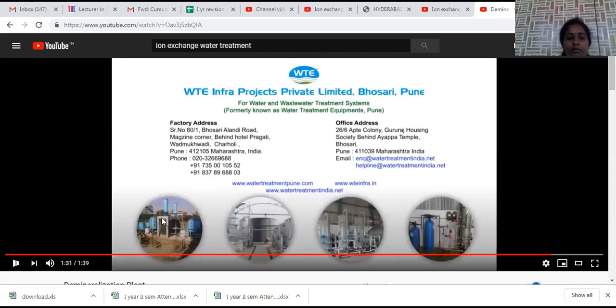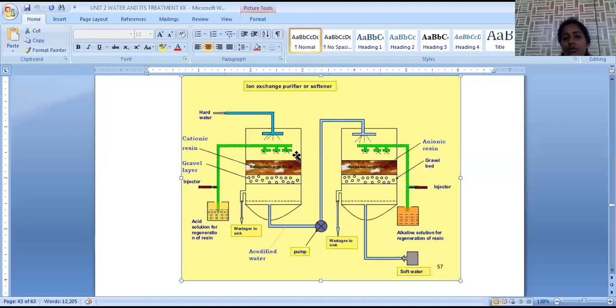Next, it enters into the cationic chamber. The cationic chamber is mainly used to remove all the cations present in the water. The anionic chamber is mainly used to remove all the anions like chloride, sulfates and bicarbonates present in the water. And these two are mainly used for regeneration purpose. Whenever resins are exhausted, regeneration is very important.